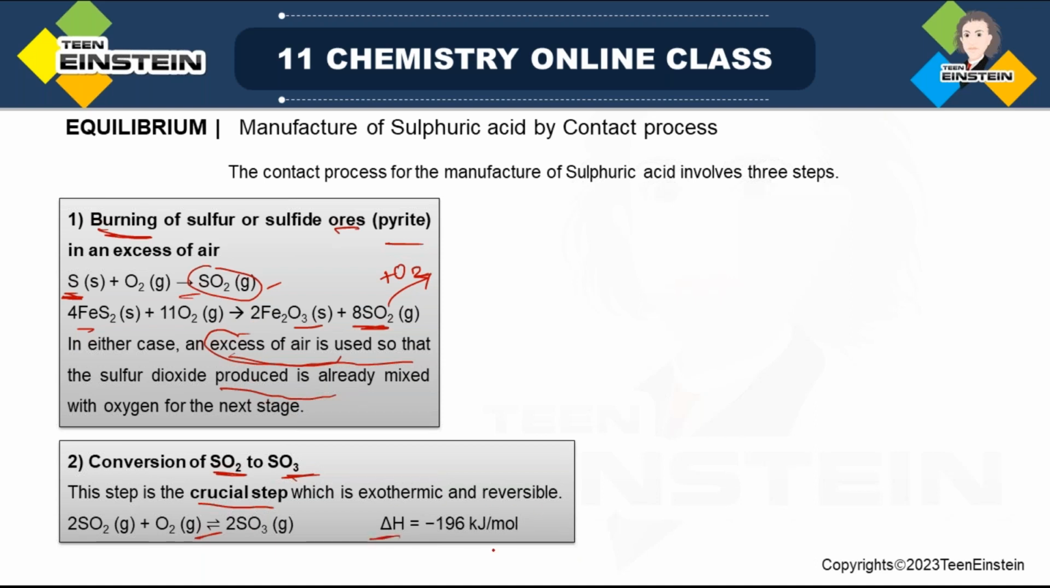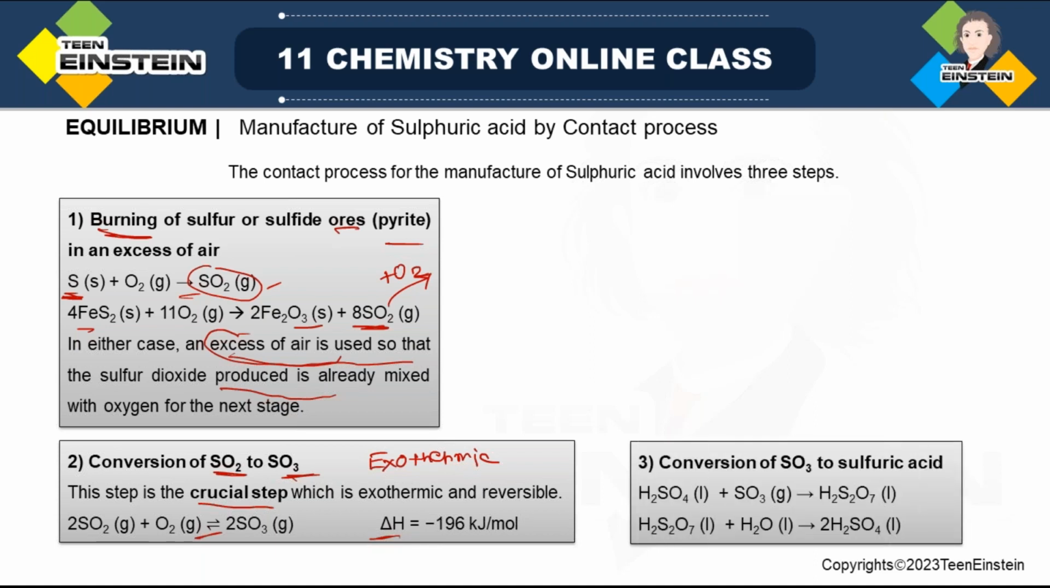Here the enthalpy change is minus 196 kilojoule per mole, that means it is an exothermic reaction. Our product here is sulfur trioxide. Now the third step: sulfur trioxide is finally converted to H2SO4. One question may arise: why are we not doing the reaction directly between SO3 and water so that it can produce H2SO4? We are not doing that.